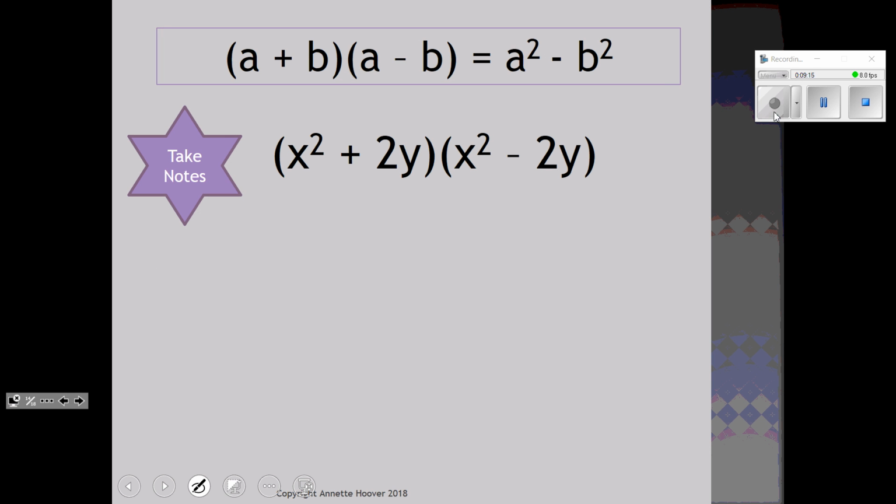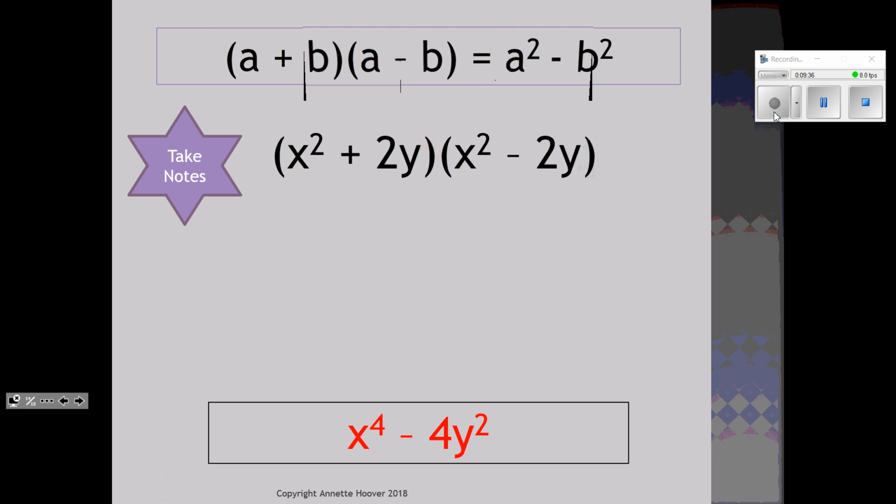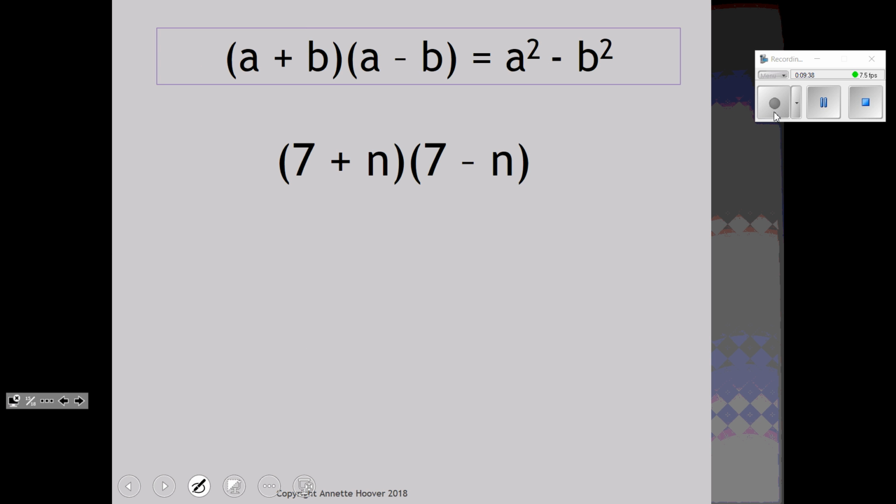Okay, so let's practice that. Two binomials, same terms. One is positive, one is negative. All we have to do is square the a term. X squared times x squared is x to the 4th. And then we have a negative 2y and a positive 2y, so it's a negative 4y squared. Practicing again. Two binomials, same terms, different signs. 7 times 7 is 49. N times negative n is a negative n squared, and you're finished.